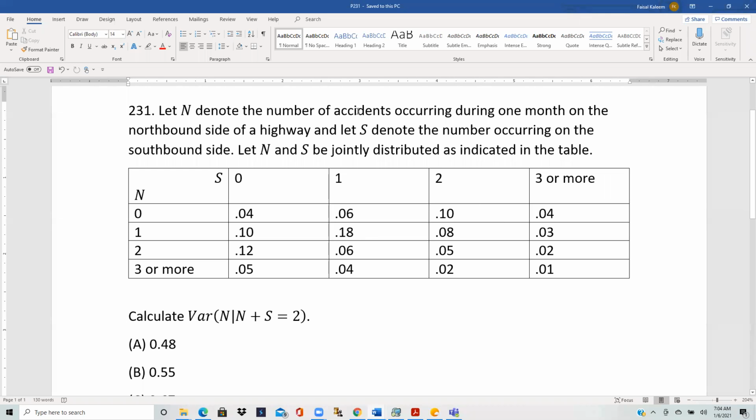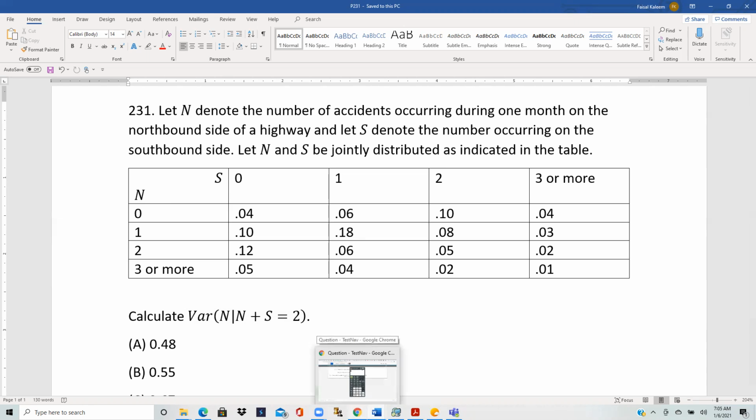Let N denote the number of accidents occurring during 1 month on the north side of a highway, and S the number on the south side. Let N and S be jointly distributed as indicated in the table. Calculate the variance of N given N plus S equals 2.